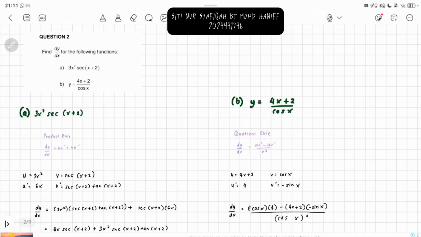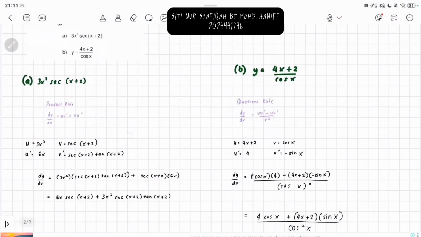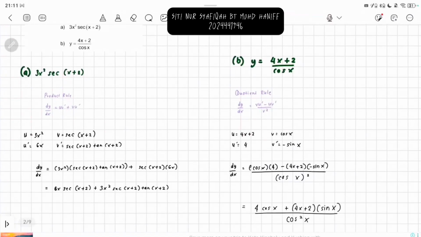Question 2. Find dy over dx for the following function. The first function that is given to us is 3x squared (sec x plus 2). The first step that you can do to solve this question is by identifying whether the functions are multiplying or dividing each other. From the function given, we can see that it is multiplying each other. So we can use the product rule to solve this problem.